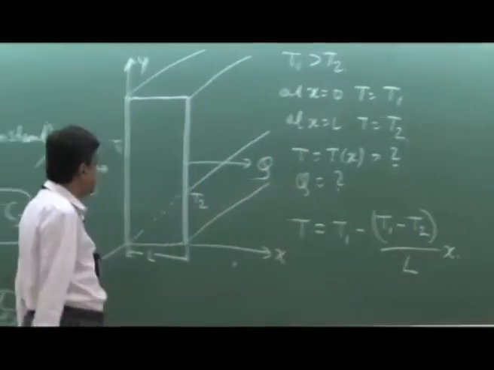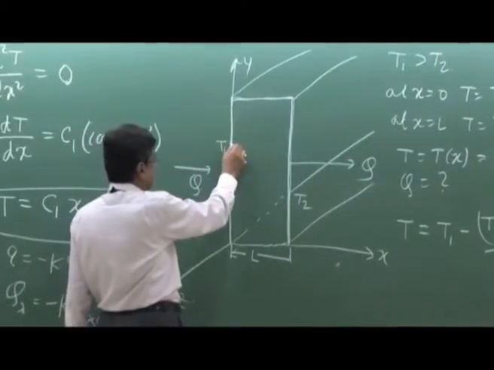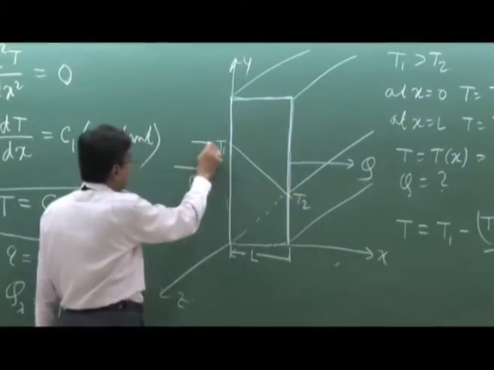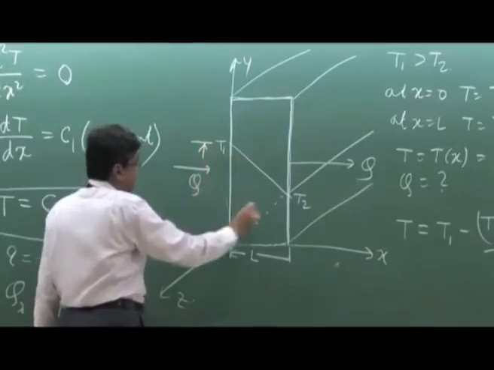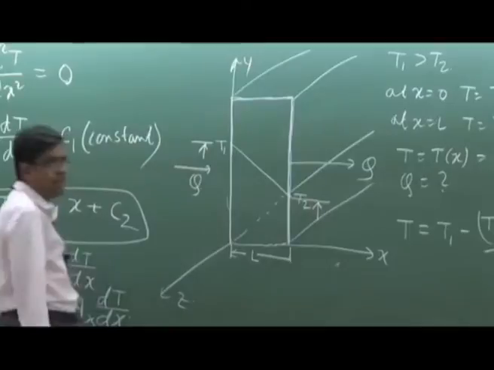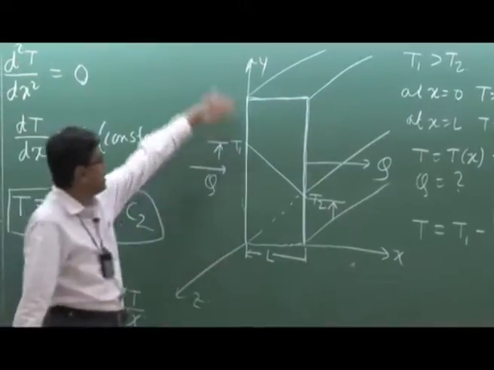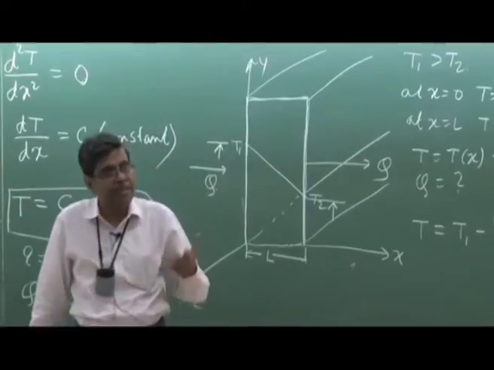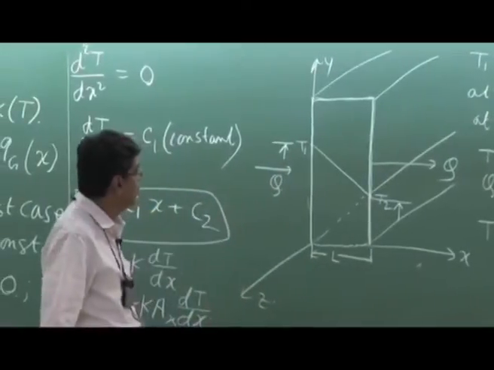That means this is a linear temperature distribution with a negative slope. I can express this like this if I represent with some scale the T1 and T2 like this. That means if I take this ordinate as the temperature scale, I can show a linear distribution. That is the negative slope which is given by this.